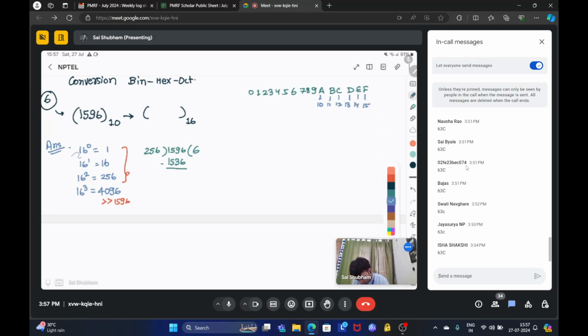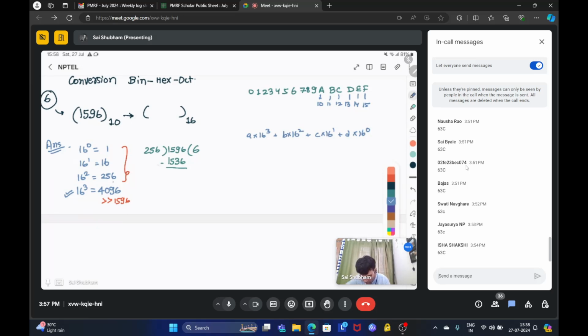So why did I first check the powers of 16? Because your representation will be in the form of a into 16 power 3 plus b into 16 power 2, like this. So 16 power 3 is not possible because 4096 is clearly quite greater than 1596. So the next smaller power of 16 we have to go to is 256.